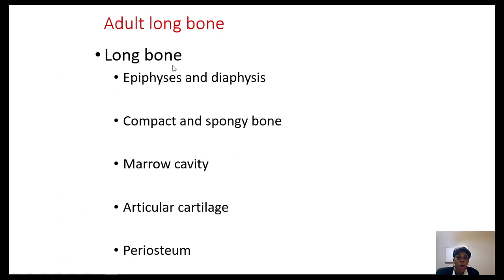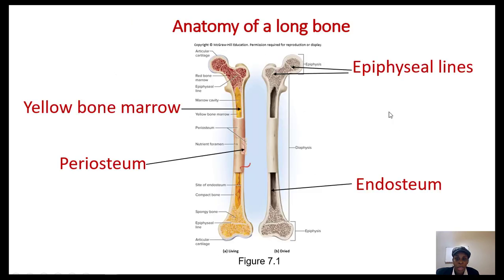So an adult long bone will have different parts. We need to know what the epiphysis and diaphysis are. We need to know the difference between compact bone and spongy bone. We need to understand where the bone marrow is located. Articular cartilage, what is that? And the periosteum. These are things that we need to know. Let's talk about them here.